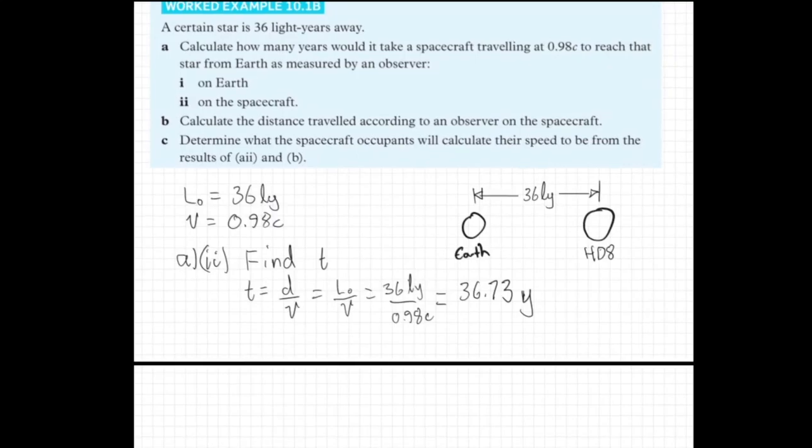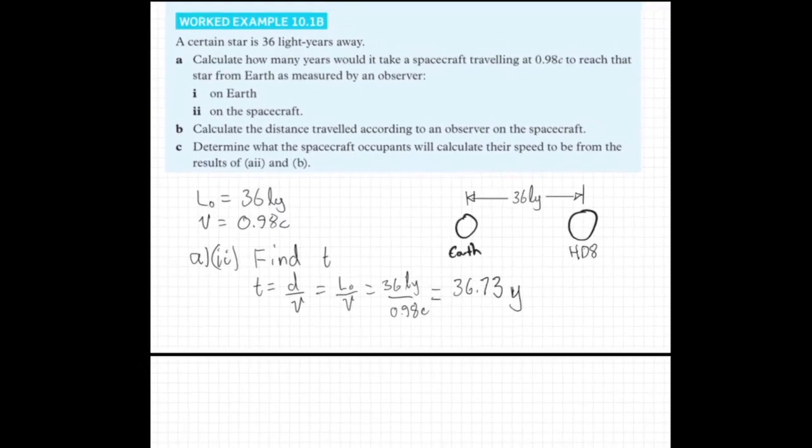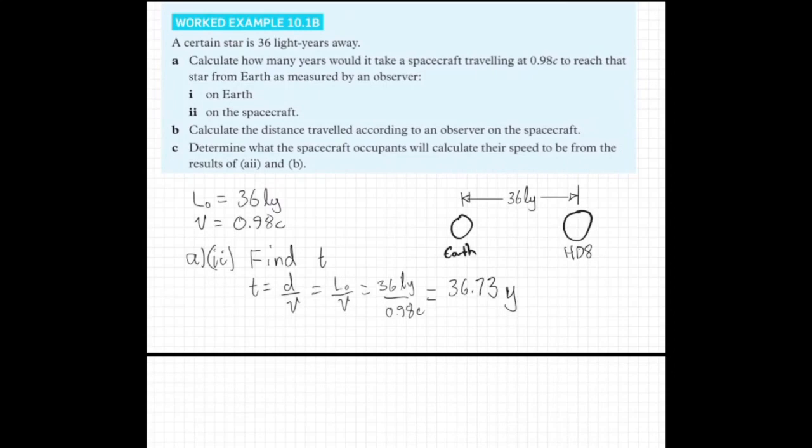Part 2. What have we been asked to find when they say that the observer is now on the spacecraft? Oh, why did I write I before, by the way? Now we're doing II. What are we being asked to find here?